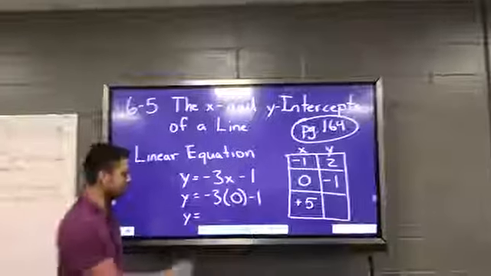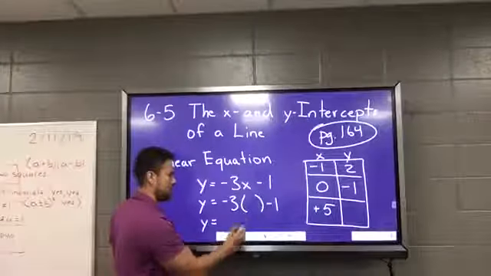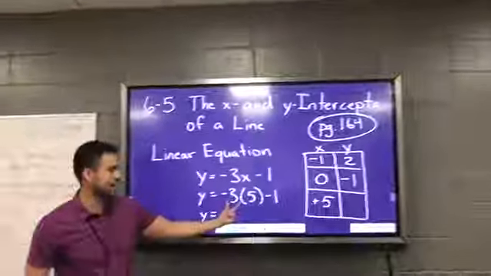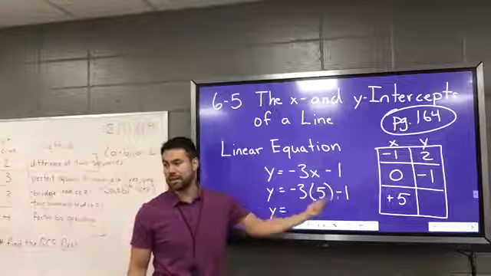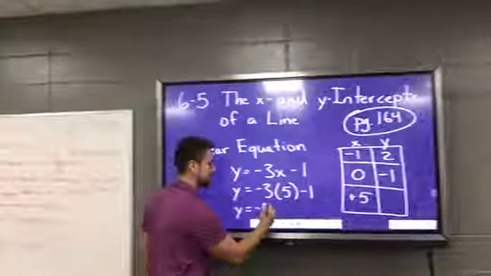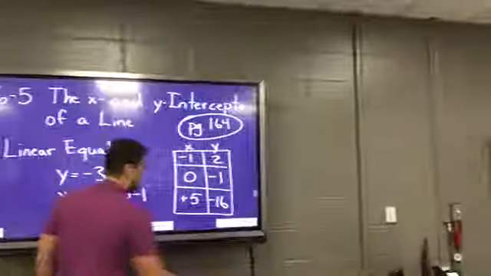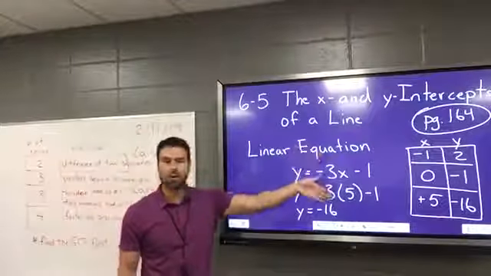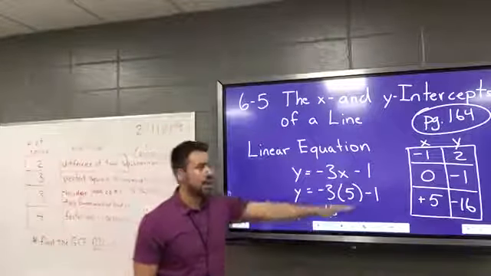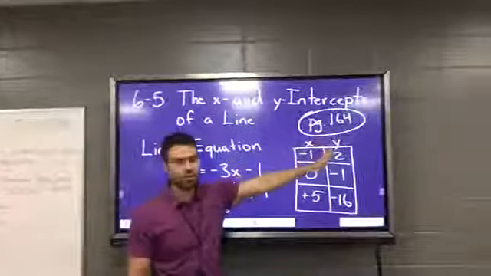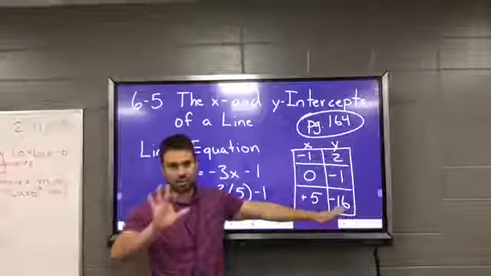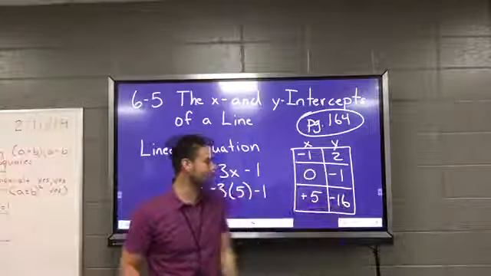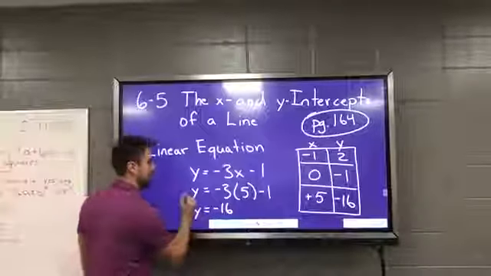Instead of x, I'm going to put in 5. What's negative 3 times 5? Negative 15 minus 1. Negative 16. So I get my negative 16 here. I just used my function rule 3 times to come up with my y values. How many of you can do the function table? You pick your values. Right? Good. You just put numbers in, find out what the y's are going to give you. All right, great.